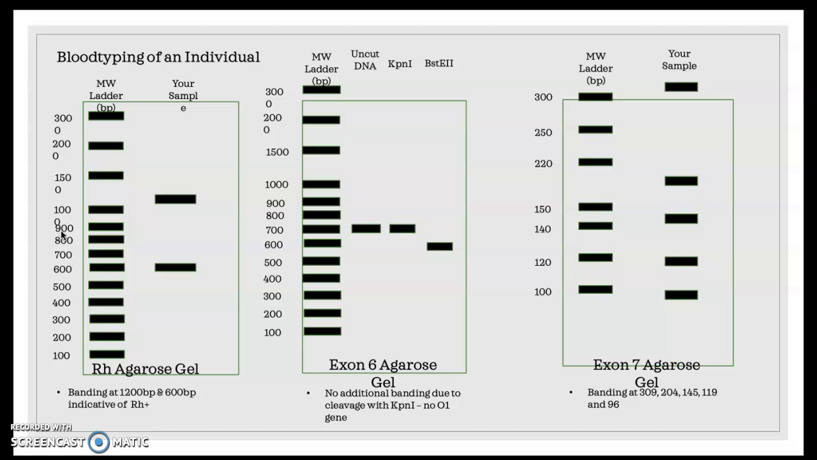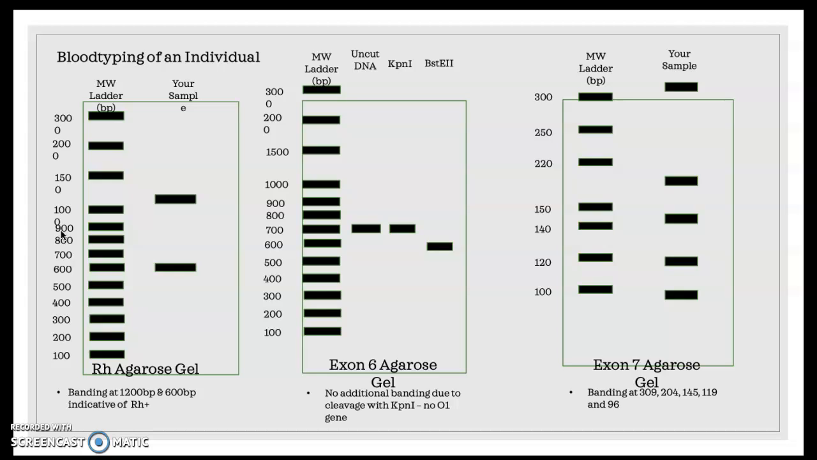So here, if we look at the Rh agarose gel, you can see that there is a band at 1200 base pairs and at 600 base pairs. So in this instance, having these two bands shows that we have an Rh positive individual because you have your band at 1200 and your band at 600. If we move over to the exon 6 gel, we can see that there's no additional banding below 700 due to the KpnI. So that shows us that there is no O1 gene present in our sample. BstEII shows a band at 600, which is to be expected because it just shows that we have the other 4 genotypes in our sequence.